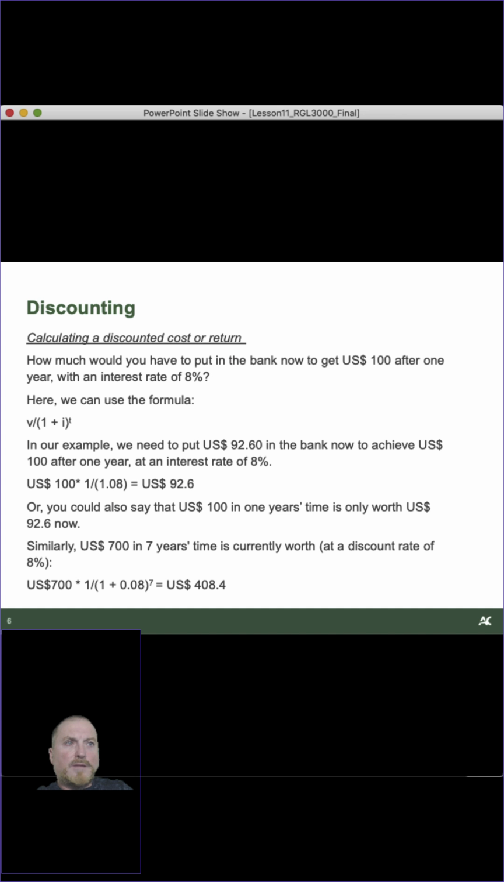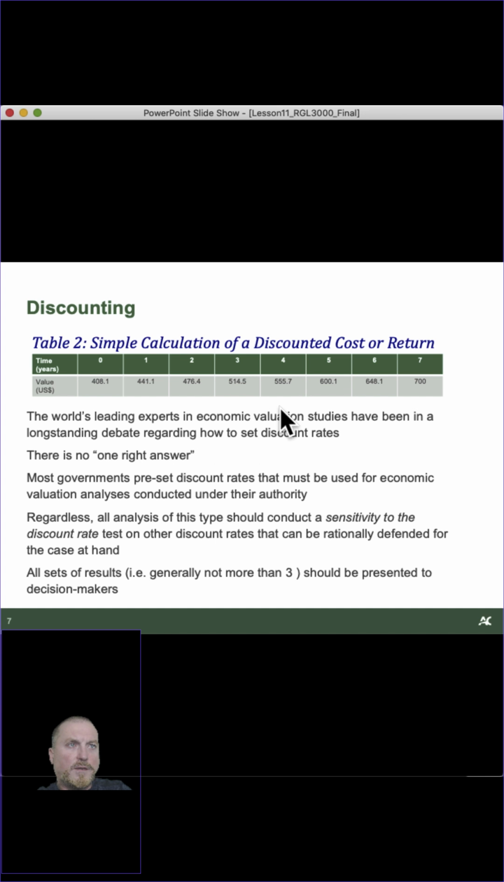So, calculating a discounted cost of return. How much would you have to put in the bank now to get $100 after 1 year with an interest rate of 8%? Here you can see the formula that I provide on slide 6. In our example, we need to put $92.60 in the bank now to achieve US $100 over 1 year at an interest rate of 8%. So that's fairly straightforward. But then you could calculate that over many years if you want to. You could do it by hand, of course, but the formula you would use will be provided in Excel, as I will be showing you in a little bit.